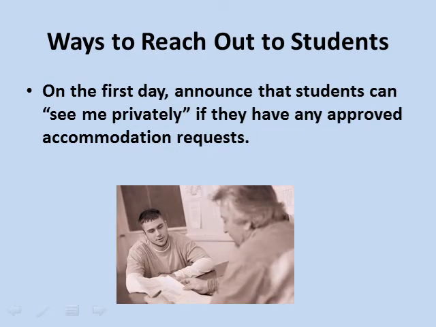Sometimes students, especially in their first year, may not know that the Office of Accessibility exists and may need to be told about the office and directed there. So on the first day, it's good to announce that students can see you privately if they have an approved accommodation request, and also if they don't, you can talk with them about a referral to that office.